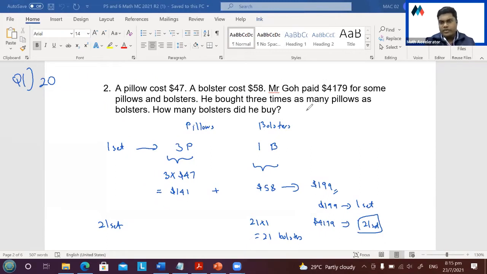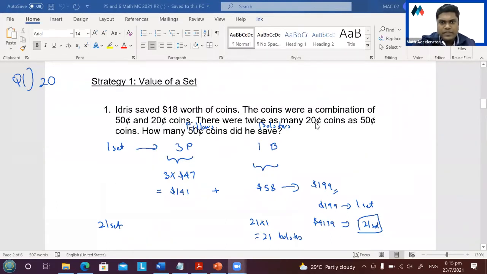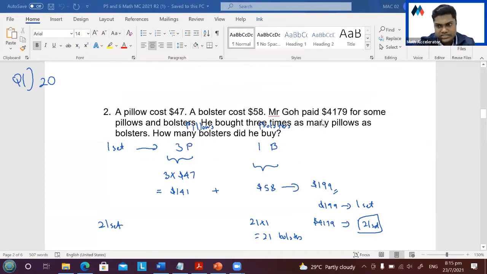Okay, so before I go to the next strategy, if you look at this particular strategy, it just simply tells you that he bought 3 times as many pillows, or there were twice as many 20-cent coins as 50-cent coins. So in question 1, it's just 2:1. This one is 3:1. It's simple.